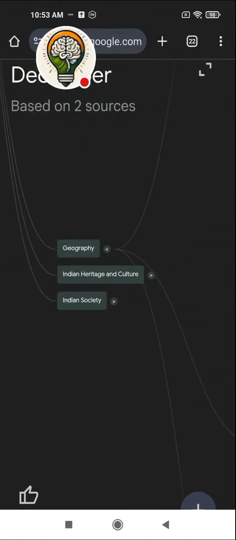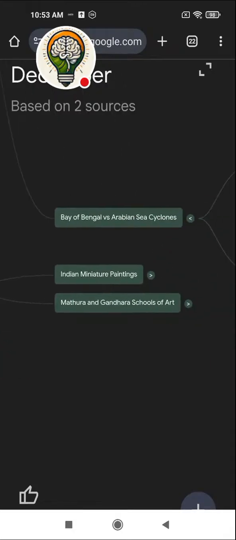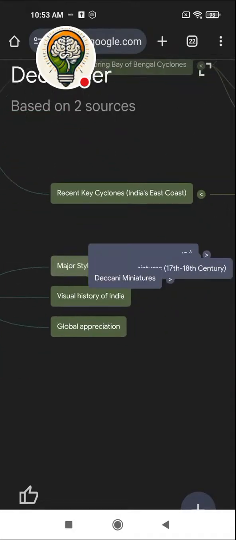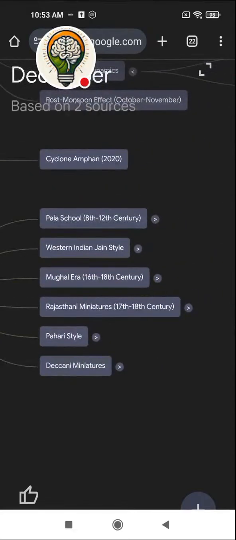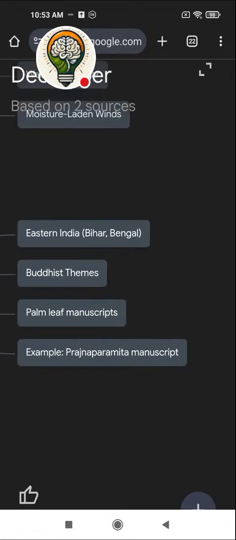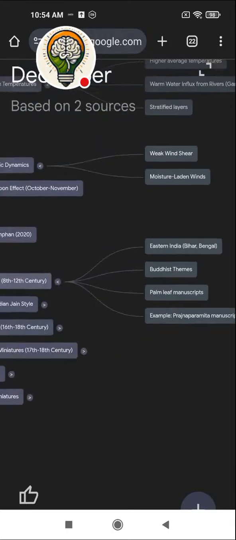Then the Indian heritage and culture. So Indian miniature painting, it is the major style of miniature painting. The Pala school, 8th to 12th century. So Pala school, Eastern India in Bihar and Bengal, Buddhist theme, palm leaf manuscript and Prajnaparamita manuscript.